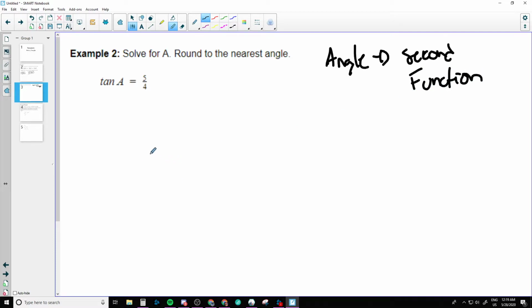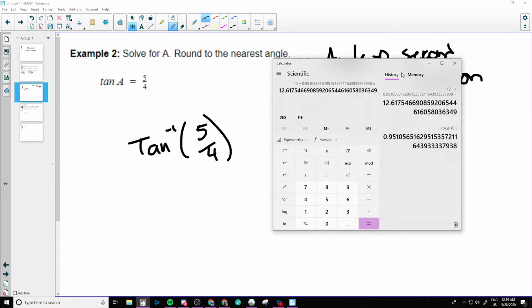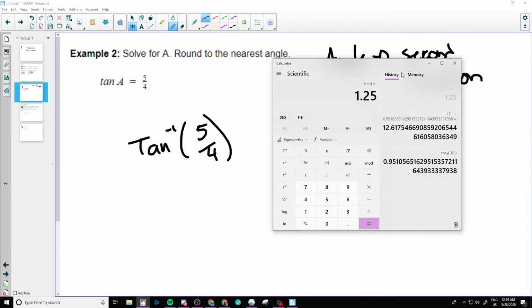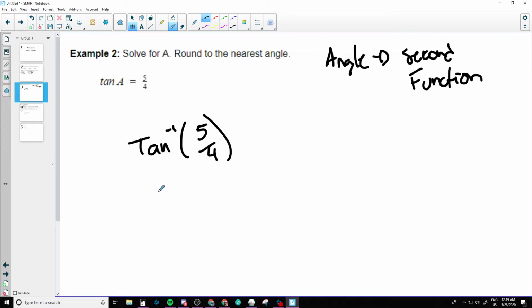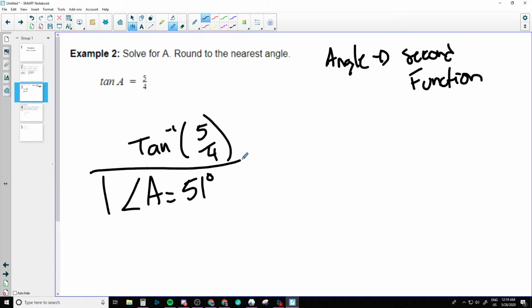Okay, so that means that we're going to go tan -1 of 5/4. So 5 divided by 4 is 1.25, and then we're going to use the second tan function that tells us that that angle is 51 degrees. Angle A is 51 degrees. Okay, so this is again just review from the previous videos.